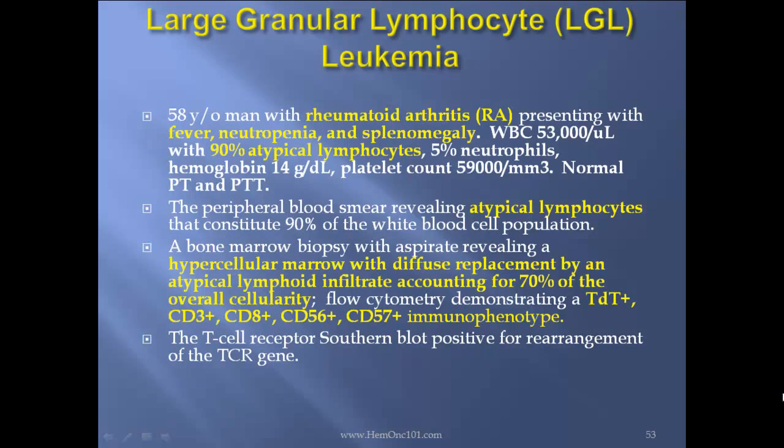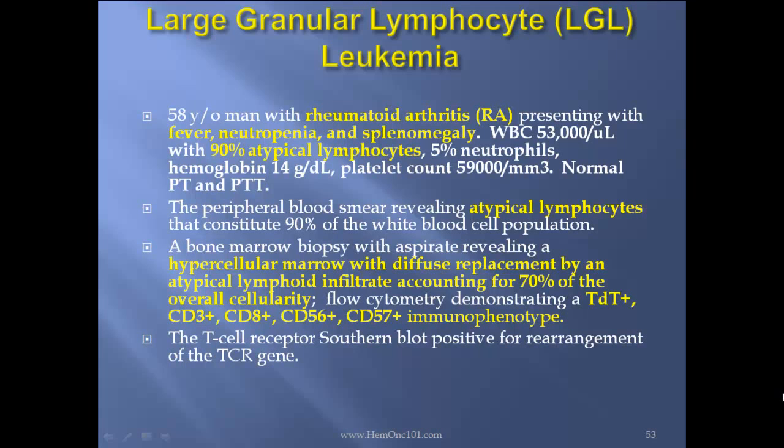Large granular lymphocyte leukemia. Case report: 50-year-old man with rheumatoid arthritis, presenting with fever, neutropenia, and splenomegaly. WBC 53,000 with 90% atypical lymphocytes, 5% neutrophils, hemoglobin 14, platelet count 59,000, normal PT-PTT. So remember, neutropenia and splenomegaly, think LGL leukemia. Peripheral blood smear reveals atypical lymphocytes that constitute 90% of the white cell population.